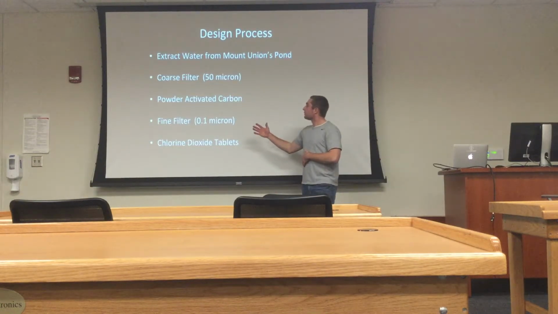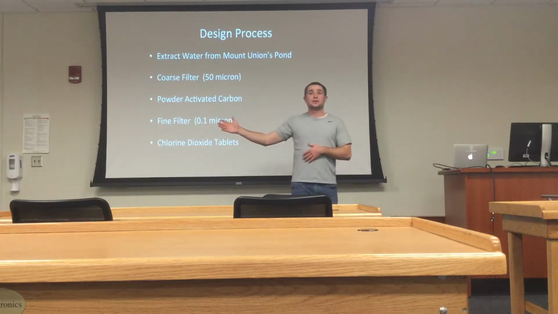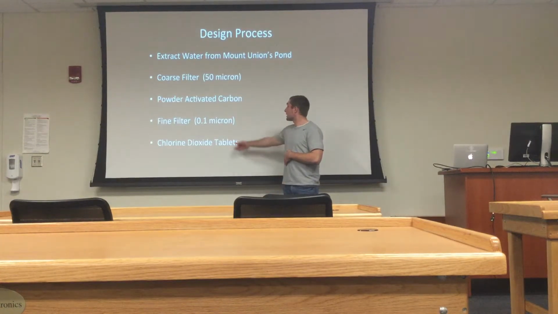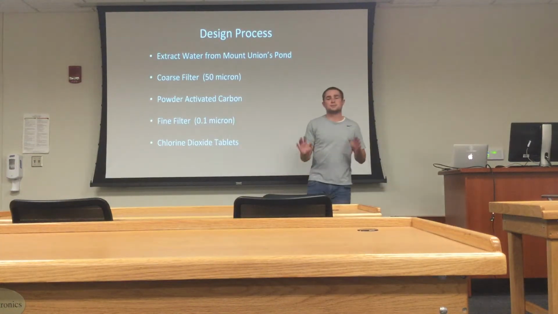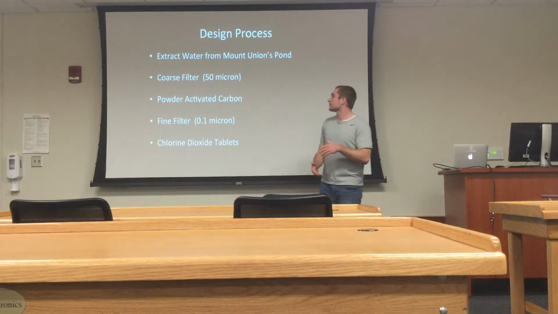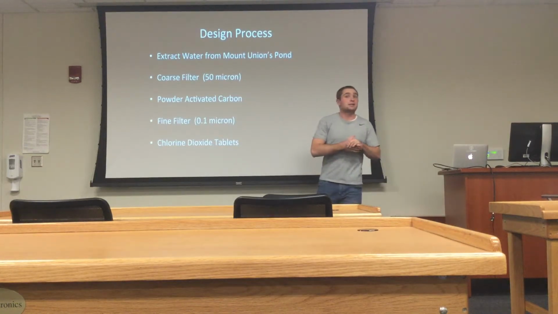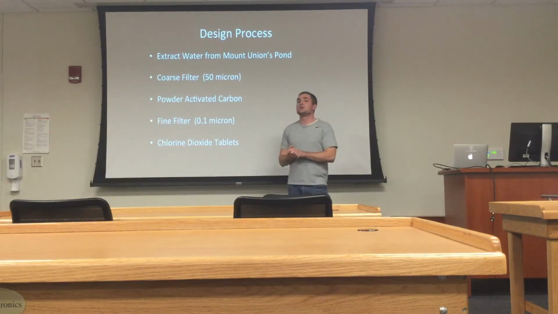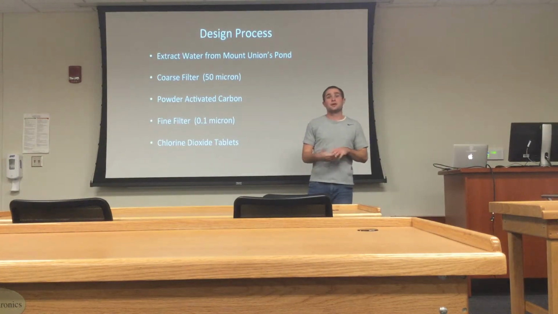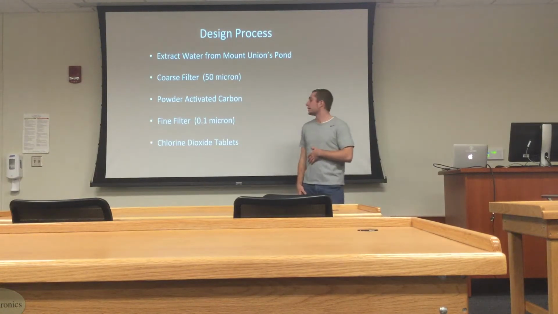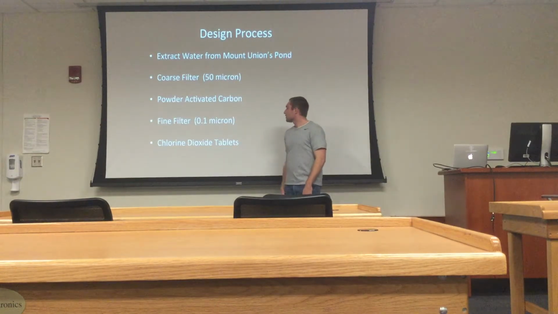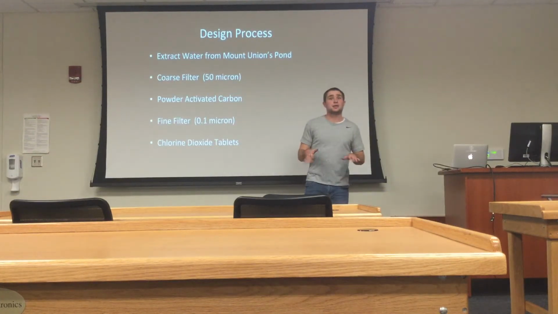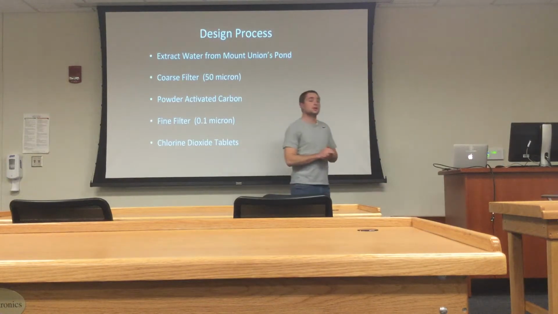So once we finished this step, we moved on to our fine filter. Now our fine filter was also purchased, and this allows anything smaller than 0.1 micron, which is microscopic. So basically what this fine filter would do is it was guaranteed to kill 99.9% of bacteria, and it would also remove all the powder activated carbon from the water that was placed in the previous step. And finally, we added chlorine dioxide tablets to destroy any bacteria or any microorganisms within the water.